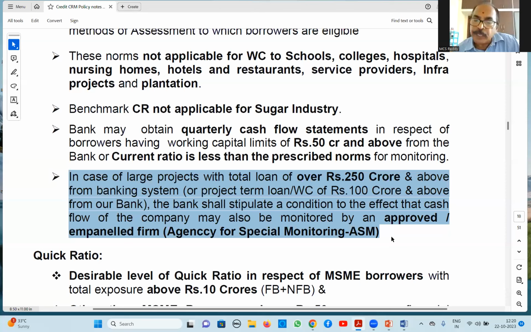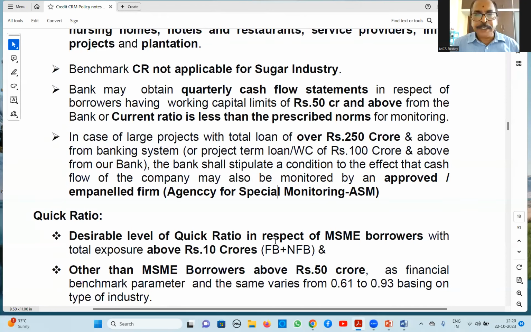For this again, we have to pay charges. Again, I will discuss in monitoring tools. Up to 500 crores it is 5 lakh per annum. Beyond 500 crores it is 8 lakh per annum. We will pay. Quarterly, they will monitor and submit reports for us. This is what ASM is.